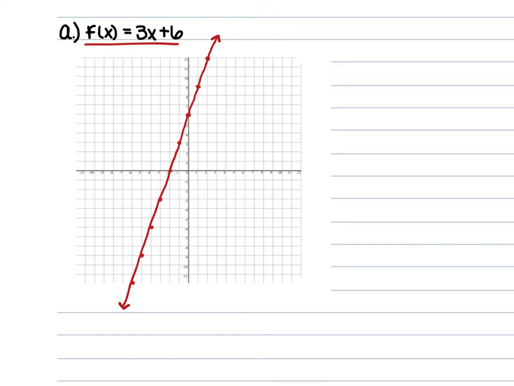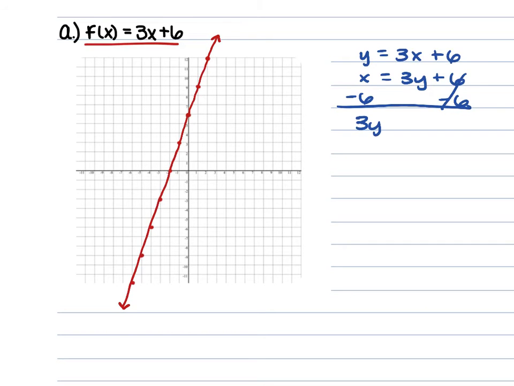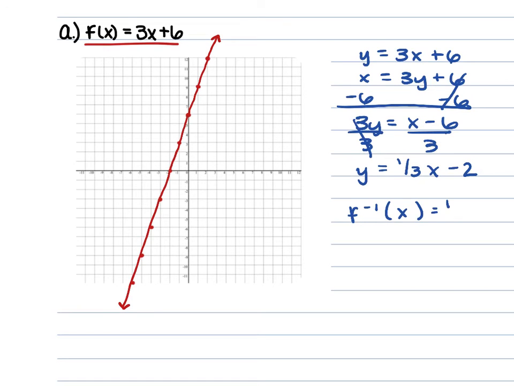From here, I'm going to find the inverse, so I am starting with y is equal to 3x plus 6. I'm going to switch my x and y, so I have x is equal to 3y plus 6. I subtract the 6 from each side, so I get 3y is equal to x minus 6. And then I divide each side by the 3, and I have y is equal to 1/3 x minus 2, which is the same thing as f to the negative 1 of x is equal to 1/3 x minus 2.